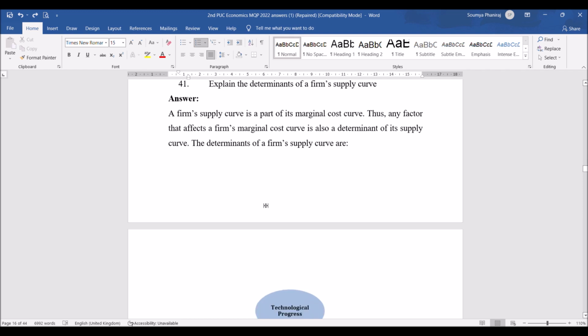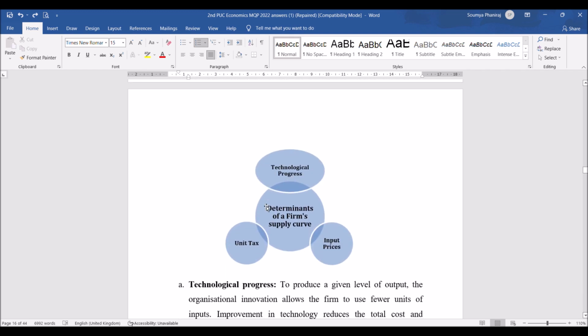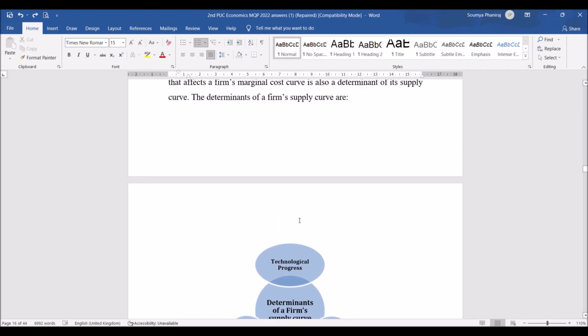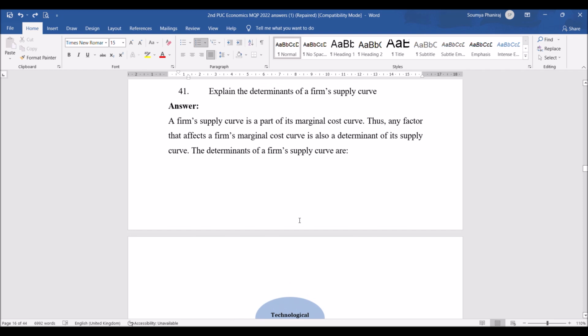So we all know a firm's supply curve determinants. There are 3 determinants: technological progress, unit tax and input prices. Again, it is better to put it in a kind of a diagram. It will not take much time for you. You just have to write either clouds like these or some kind of rectangles or square boxes and write these determinants, and in the center you put it as determinants of firm supply curve. So this kind of catches the eye of the valuer, so that will fetch you more marks.